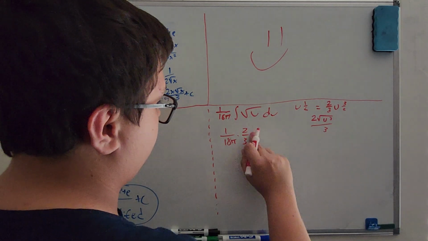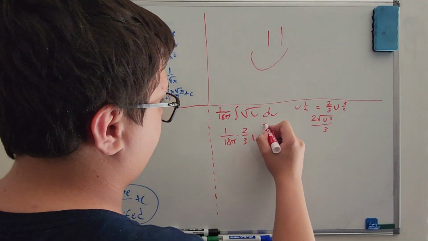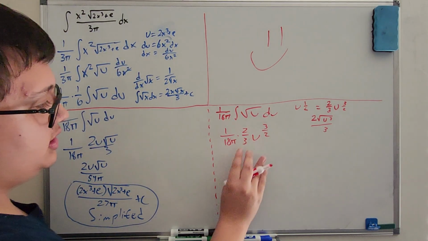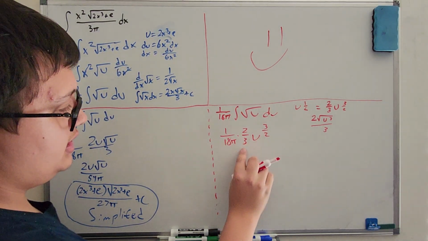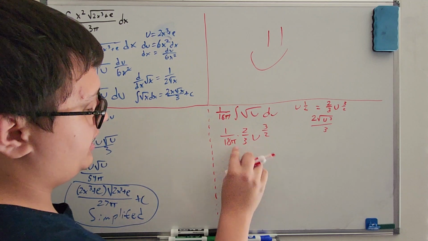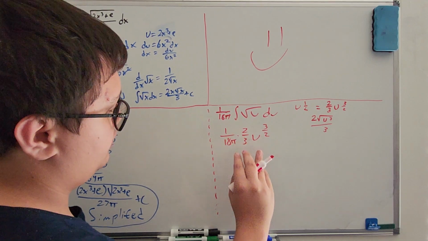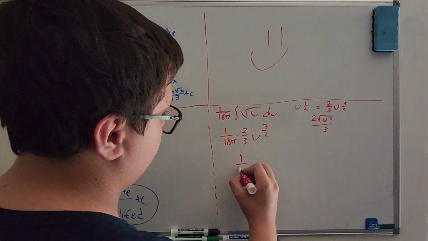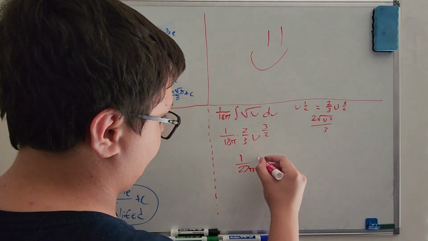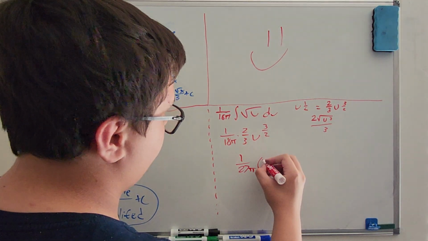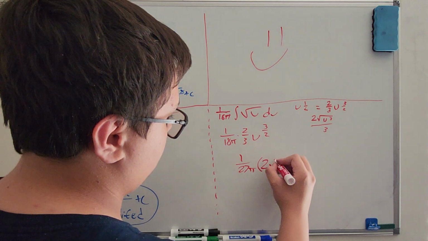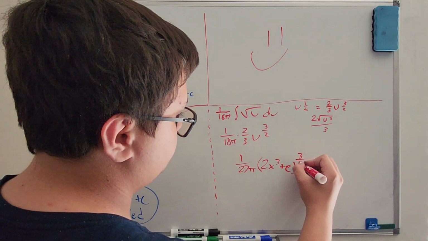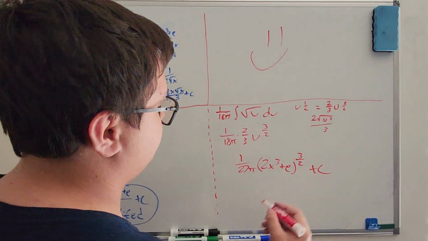Not square root, u to the power of 3/2, right? And then this one is gonna be the same thing. 18 times 3 is 54 pi, and then 2/54 pi would just be 1/27 pi. So then you can just do 1/27 pi, and then you can do your u value, and then you can bring your exponent down and obviously add that c.